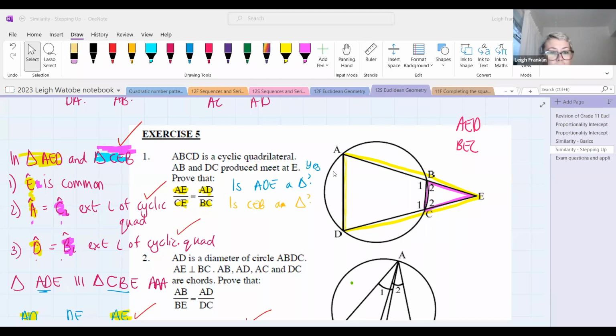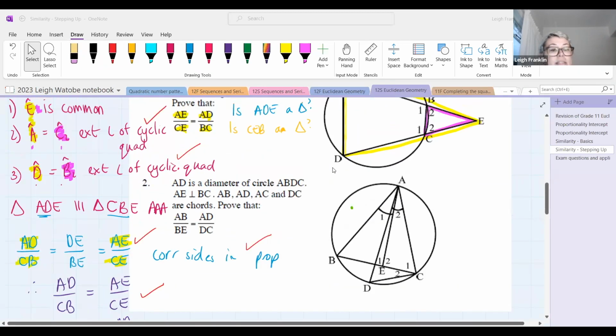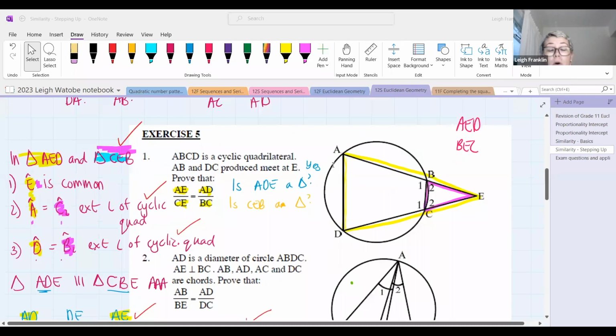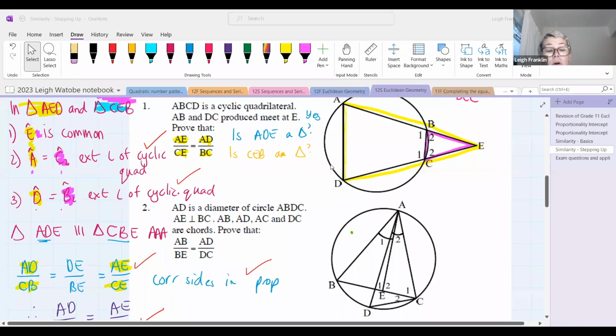The work in blue pen is for which question? It's still part of the same question, still part of question number 1. Okay, so it's us or me writing the corresponding sides in proportion after I've got that statement where I'm concluding the triangle ADE and triangle CBE are similar to one another. Okay, so it's all part of the same question.